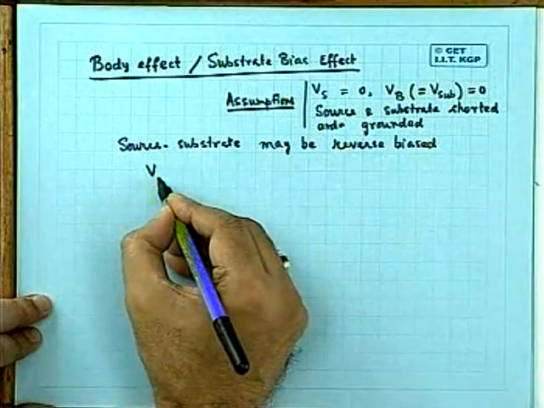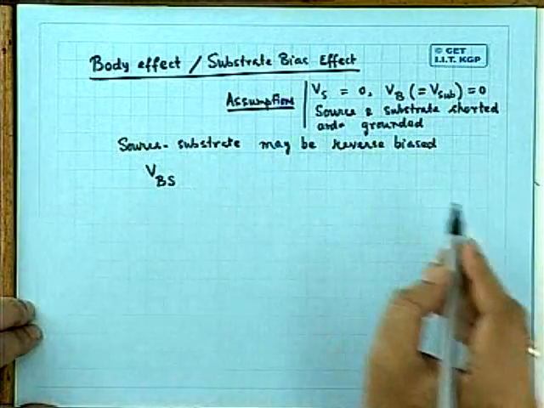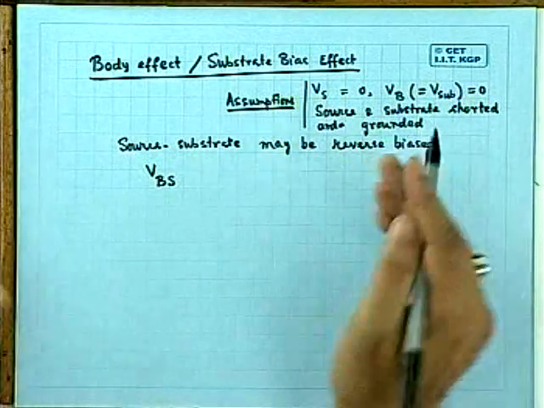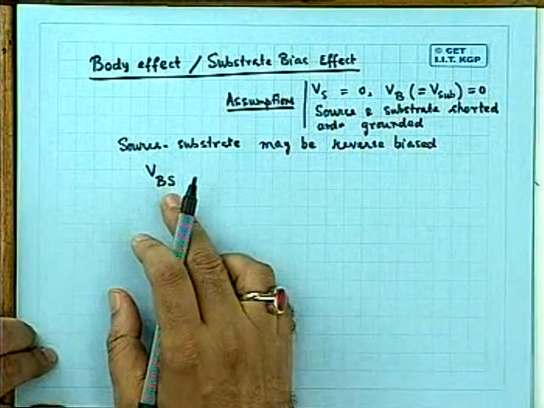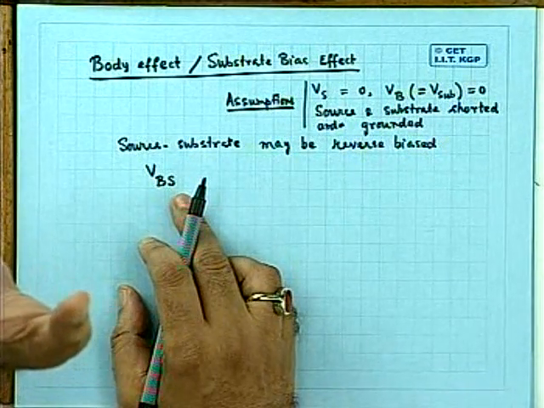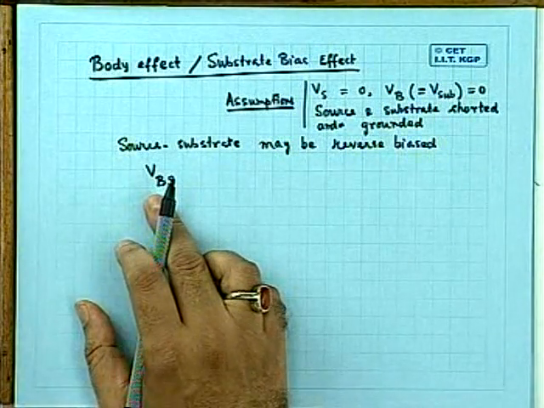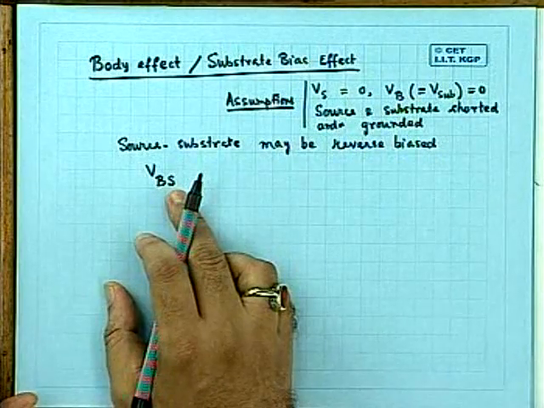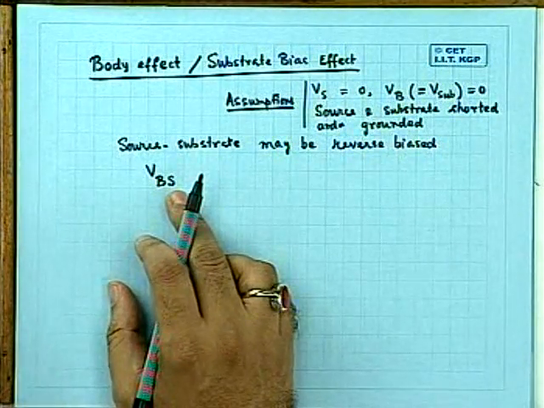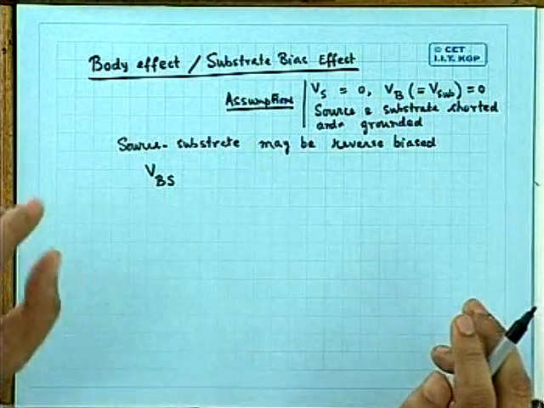In fact, VBS means the bias at the base, B, which stands for body. Body and substrate are the same. VBS means the bias at the body with respect to the source. For our NMOS, what is the polarity of VBS for reverse biasing that junction? It should be negative for reverse biasing. But for simplicity, we shall assume that VBS, or we can put a modulus sign, does not matter. We will always assume that VBS is positive for reverse bias, because we are never considering any forward bias situation.